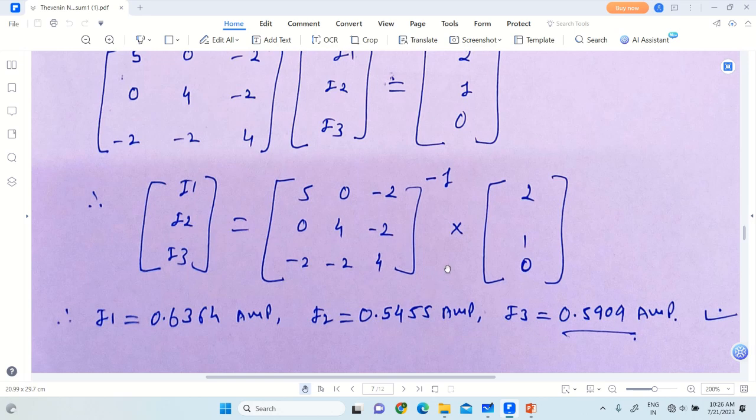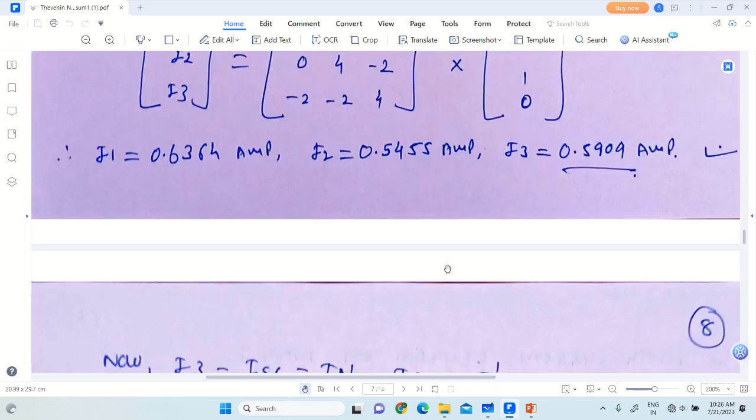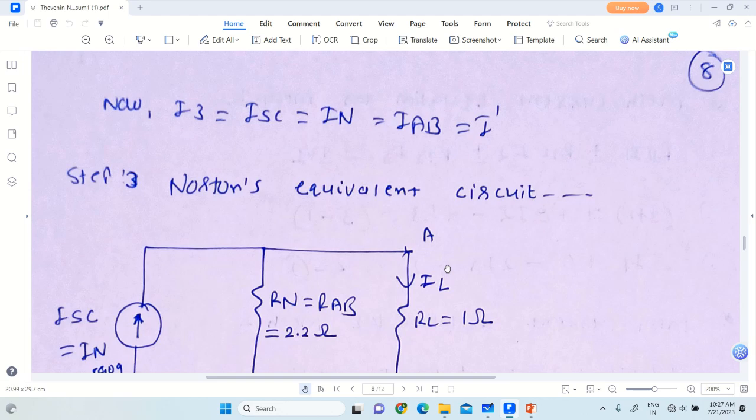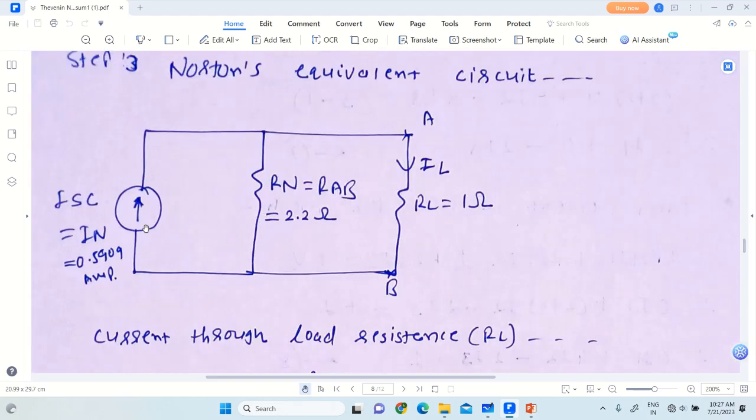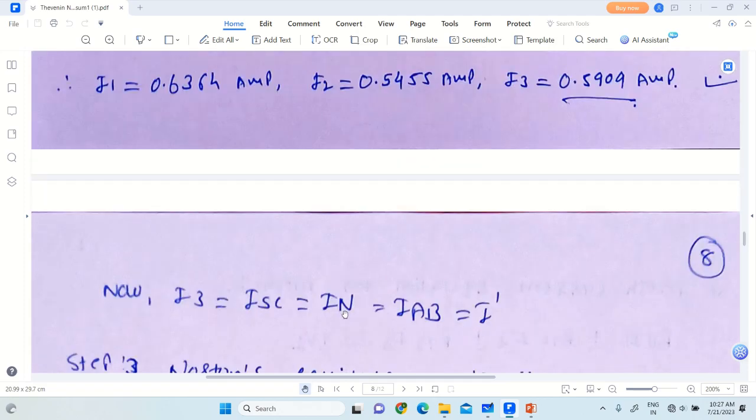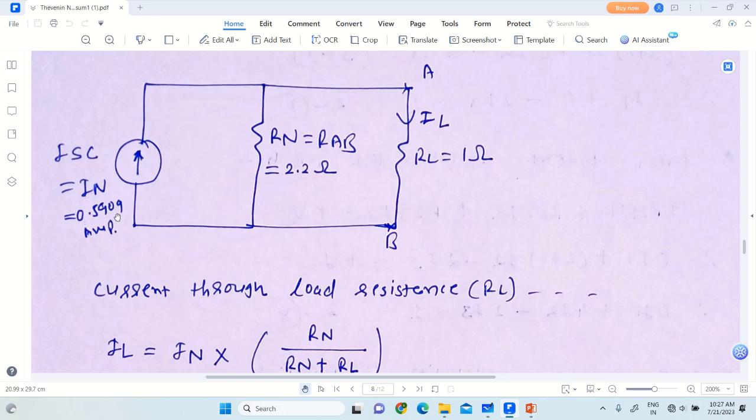So finally we can draw the Norton's equivalent circuit diagram. So last step, Norton's equivalent circuit. It consists of the Norton's equivalent current source, that is I3, that is IN, and it is 0.5909 amps, direction is upward. Then we connect the Norton's equivalent resistance, that is RAB or RN, in parallel with the Norton's equivalent current source. So RN is connected in parallel with this source, right? So this much is the Norton's equivalent circuit diagram.